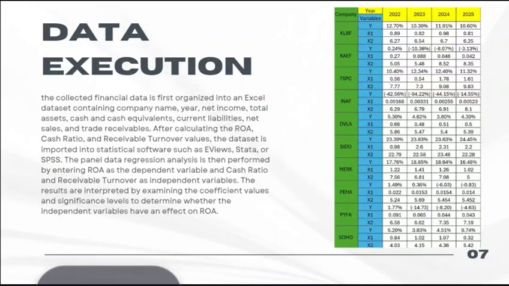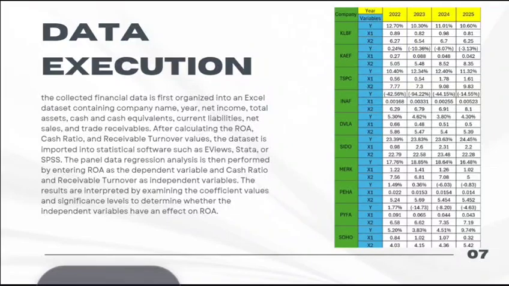This slide explains my workflow. First, I organize all the raw financial data into an Excel spreadsheet: company name, year, net income, total assets, cash and equivalents, current liabilities, net sales, and trade receivables. From there, I calculated ROA, cash ratio, and receivable turnover for each company year. You can see snapshots of the data set on the right, which has 10 companies, each with values for Y, X1, and X2 across 2022 to 2025.